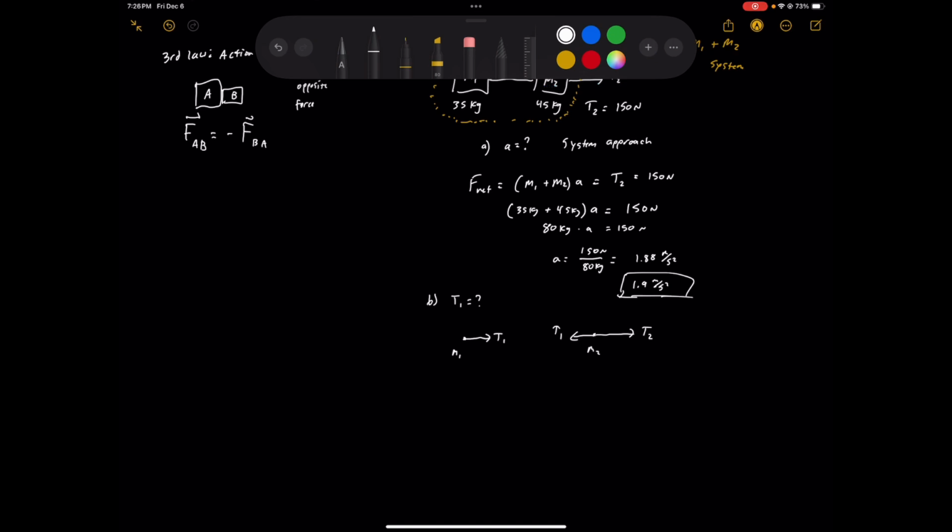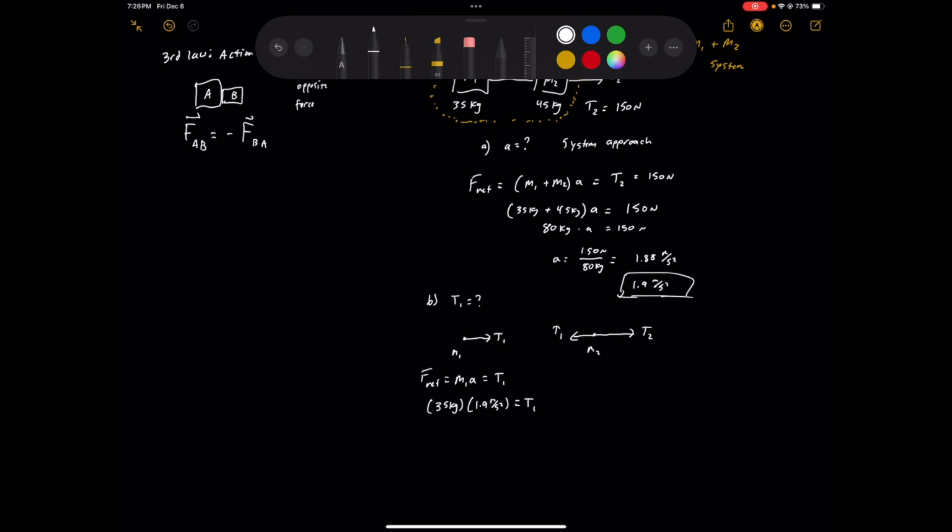So you can just use F net equals ma, because the only force acting on M1 that's actually contributing to the acceleration is T1, right? So F net for object 1 is M1A, okay? And that has to equal the tension. Now we can figure out what the net force is, because we know mass 1, and we know the acceleration of mass 1 is 1.9. We did that in part A. So let's just plug in the numbers. Mass 1 is 35 kilograms times 1.9 meters per second squared. That equals T1.